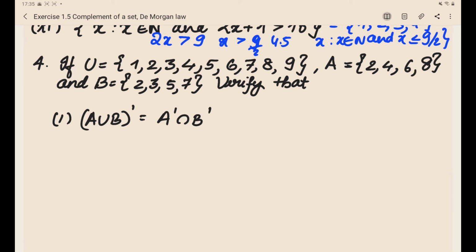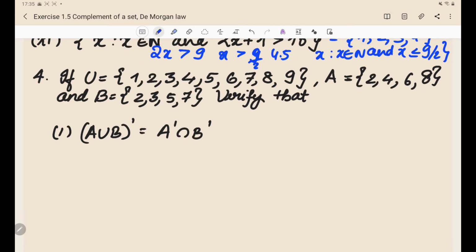Have you seen this equation somewhere? This is one of the equations of De Morgan's law. What is De Morgan's law? I'm repeating again: the complement of the union of two sets is the same as the intersection of their complements. That is shown in this question. And the second part, (A intersection B) the whole complement is equal to A complement union B complement. What is that again? The complement of the intersection of two sets is the same as the union of their complements. So saying that, now let's write the answer.